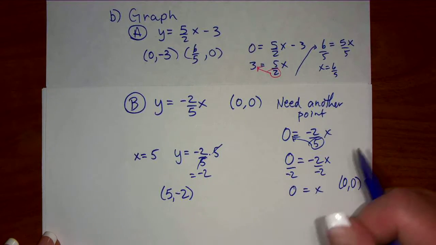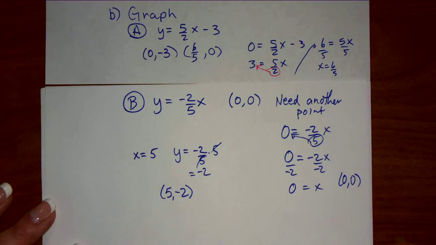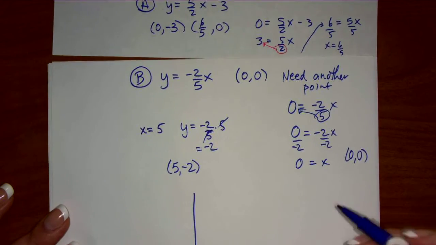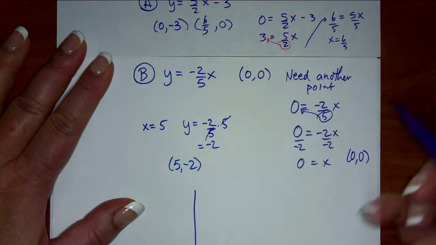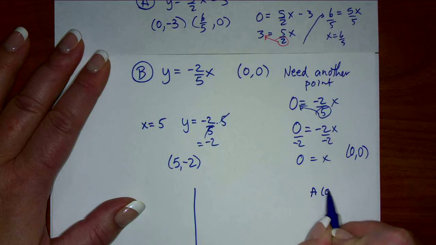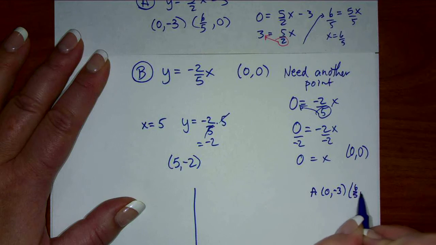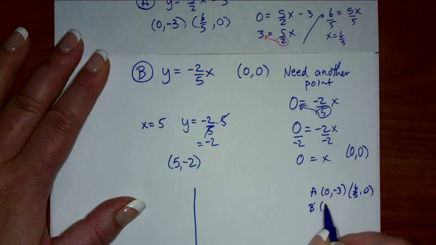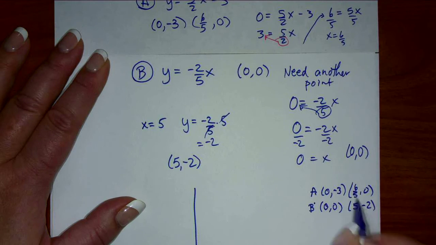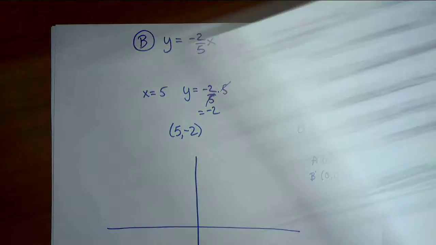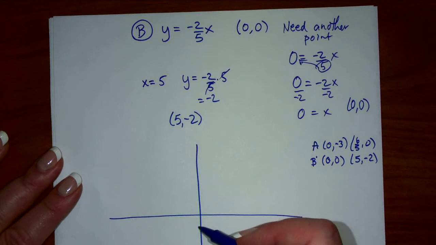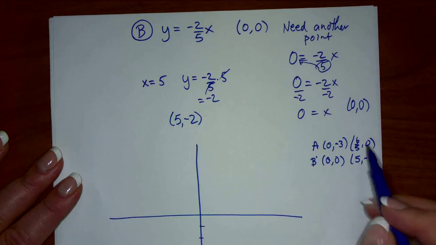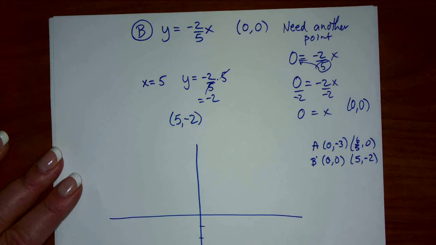Okay, so line A is 0 and -3, and 6 over 5, 0. And line B, 0, 0, and 5, -2. So I just need to make my graph so that those points fit. 0, -3 on the y. So 6 over 5. How many times does 5 go into 6? Once. So it's just a little bigger than 1.